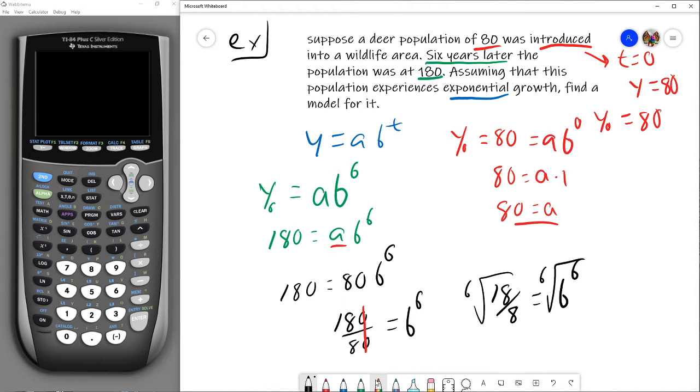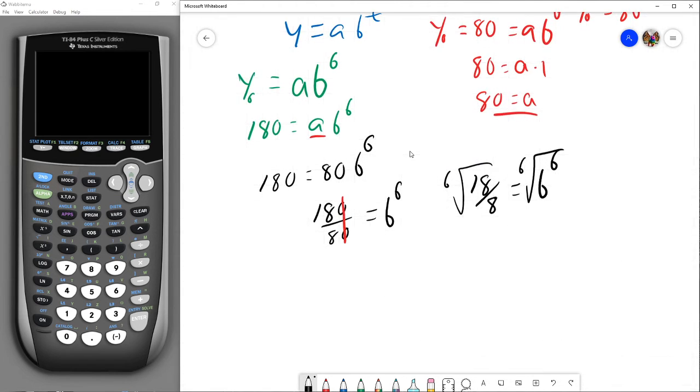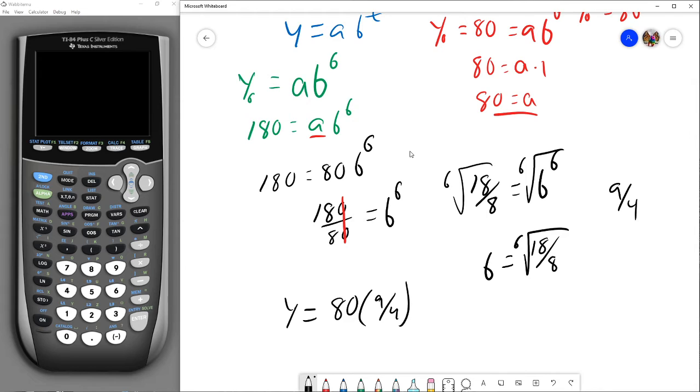Alright, so b is equal to the 6th root of 18 over 8. If we wanted to find an equation, we could simplify that a little bit. 18/8 is 9/4. So y will equal 80 times 9/4 to the 1/6 power.